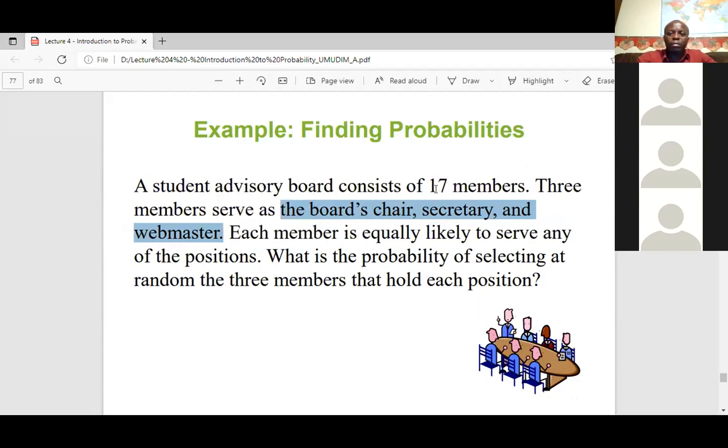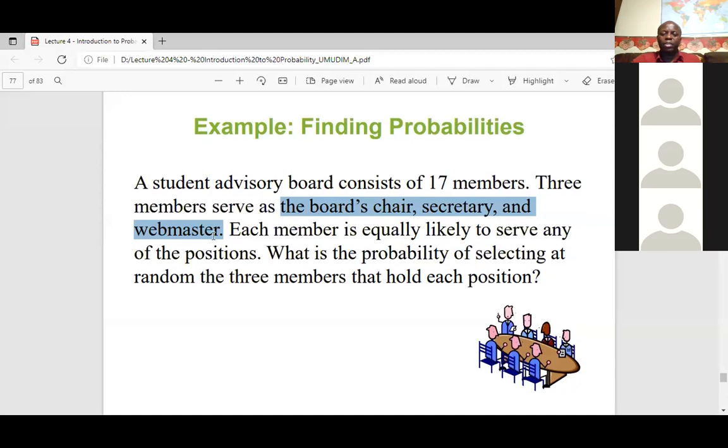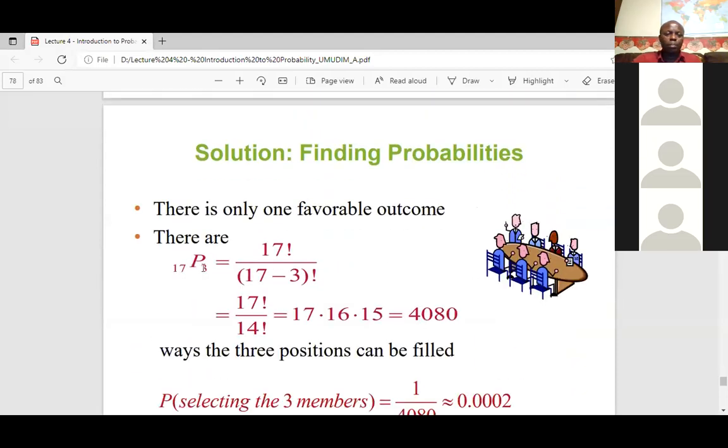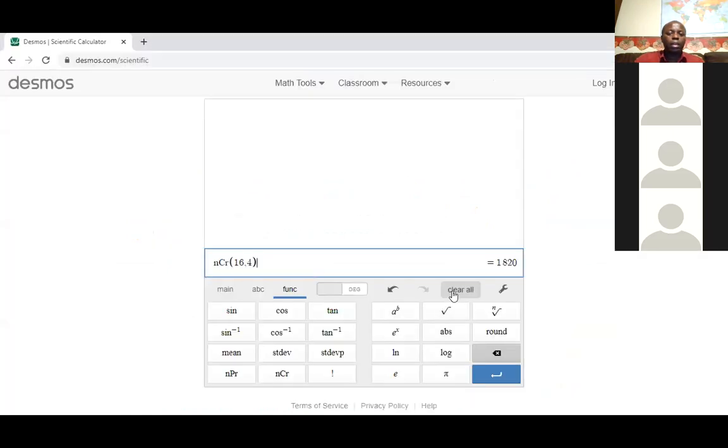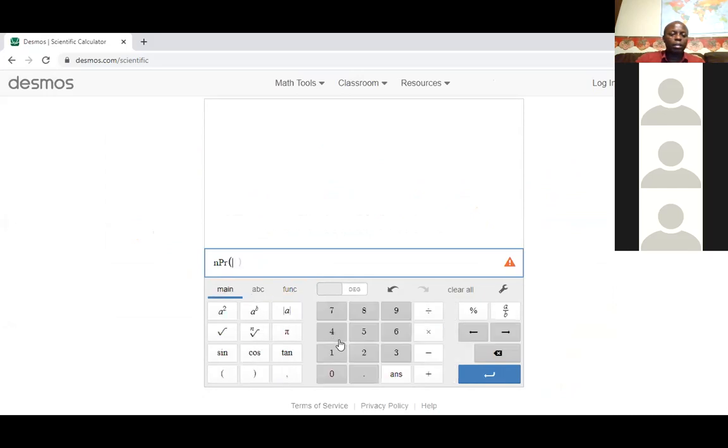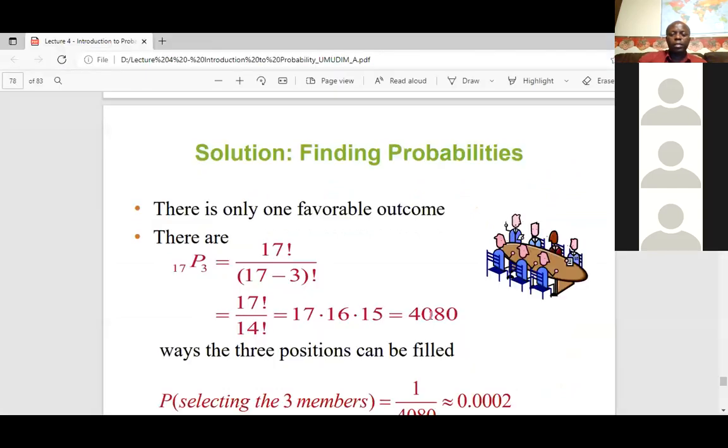Your N is 17. So first of all, you get the sample space. Sample space is the permutation. So N is 17 and R is 3: board chair, secretary, and webmaster. So 17 permutation 3 will give you the sample space. So you have 17, comma, then 3. Okay, 4080. I get 4080 right here as the sample space.